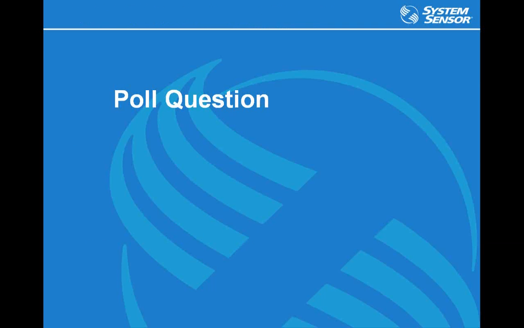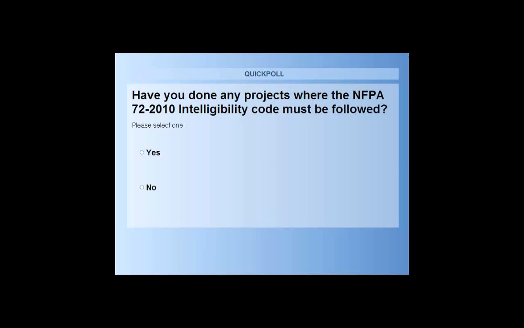David, it looks like we're at our first poll question. Yes, we are. So I'm going to go ahead and launch this poll question, and if those online could go ahead and answer it, we'll give you a few seconds. So have you done any projects where NFPA 72-2010 intelligibility code must be followed? You can just click on the response that's appropriate for you or your business. So think about projects that you've done maybe in the last 6 to 12 months. We would like to get about 80% of you to vote, and we're approaching that number. We have right at 160 people joining us for this webinar, so a nice turnout. Thank you for joining us.